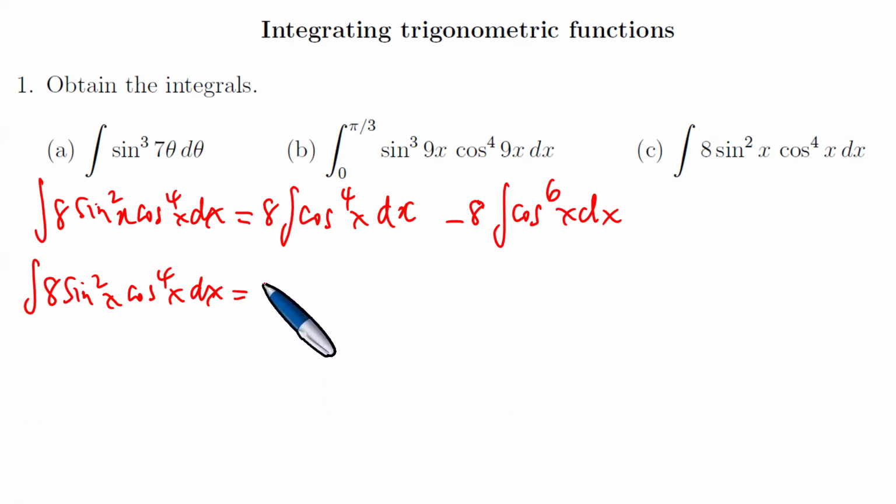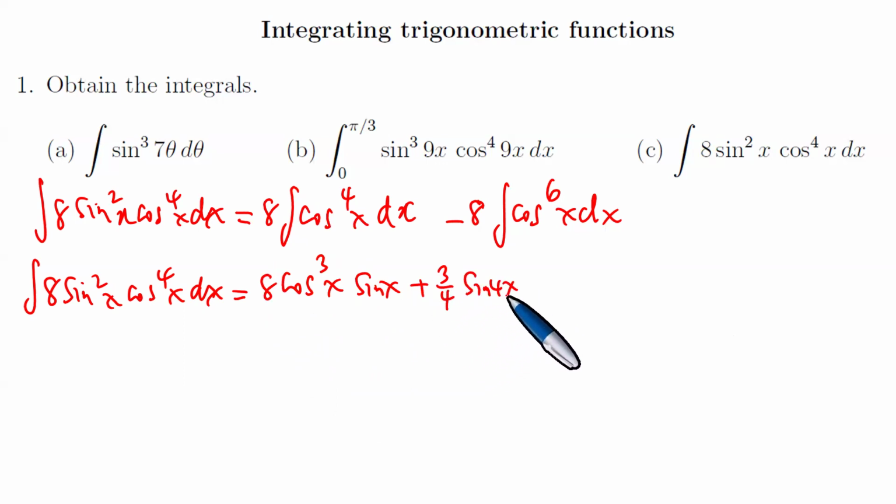The cosine to the 4th power, we did 8 of this. And when we did 8 of that, what did we achieve? We got exactly 8 cosine cubed x sine x plus 3/4 the sine of 4x minus 3x.